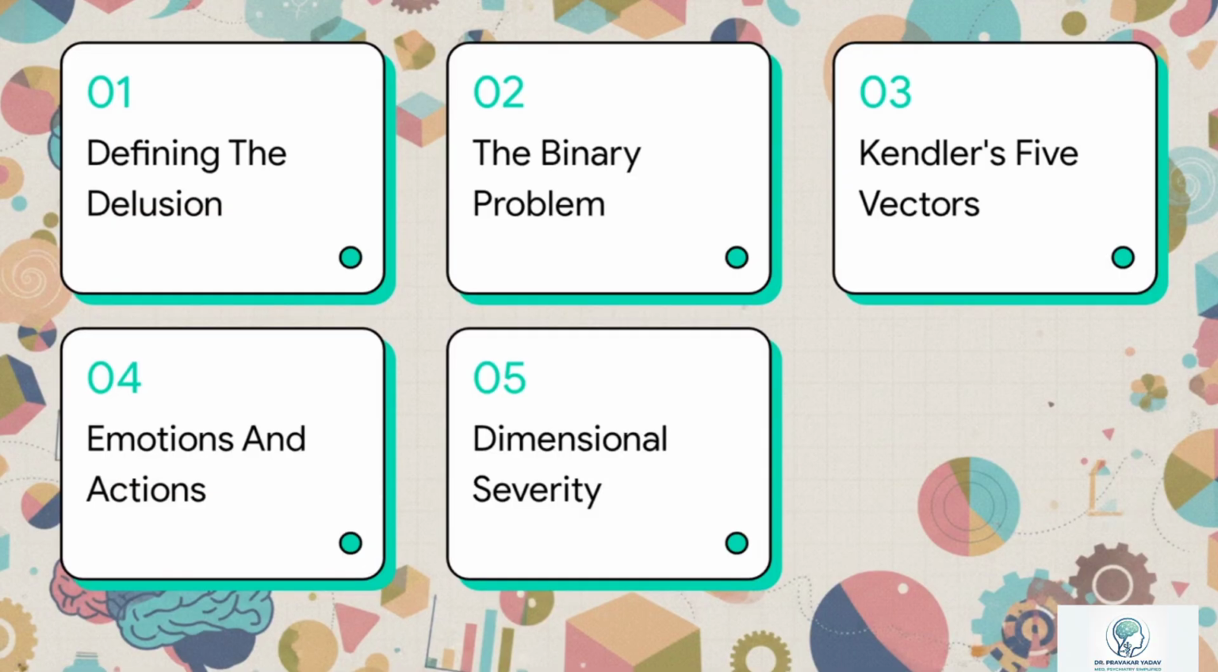Here is our roadmap for the explainer. First, defining the delusion. Second, the binary problem. Third, Kendler's 5 vectors. Fourth, emotions and actions. And finally, why dimensional severity matters.